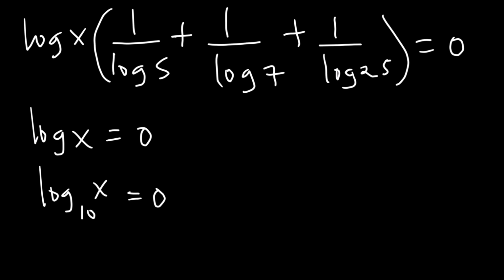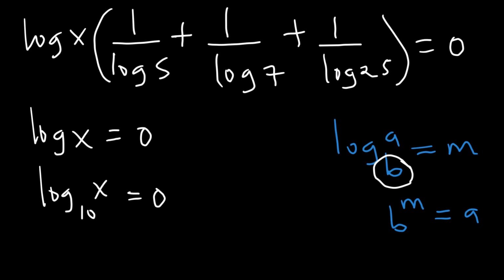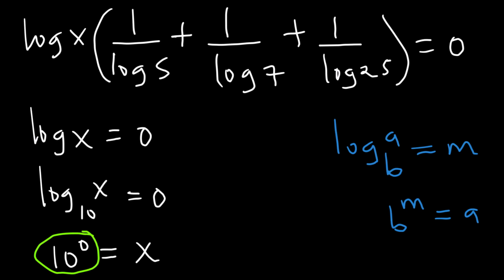Now from the laws of logarithms, whenever you have, let's say, log base b of a equaling m, this will be equal to b raised to the power of m equaling a. Therefore, all you need to do is get the base, raise it to the number on the right hand side, and then equate the result to the number on the upper side. So we shall have 10 raised to the power of 0 equaling x. And we know that any number raised to the power of 0 is 1. Therefore, we shall have x equaling 1, and that's our answer.